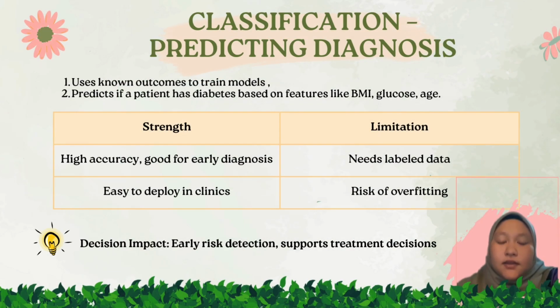For the technique in the prediction of type 2 diabetes, it is classification. Classification is to predict a diagnosis, using known outcomes to train the data. Number 2, predict if the patient is diabetic or non-diabetic based on features like BMI, glucose, and age.